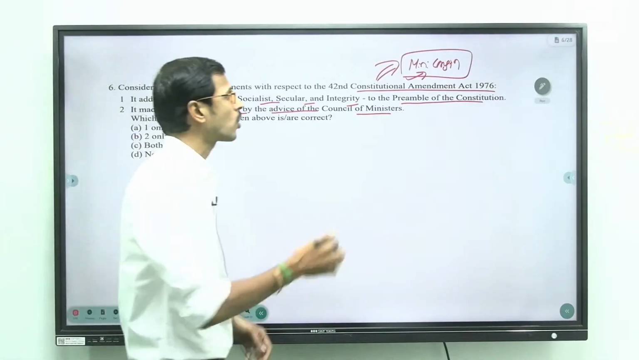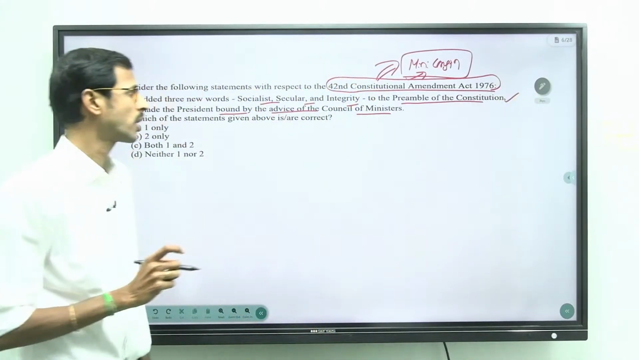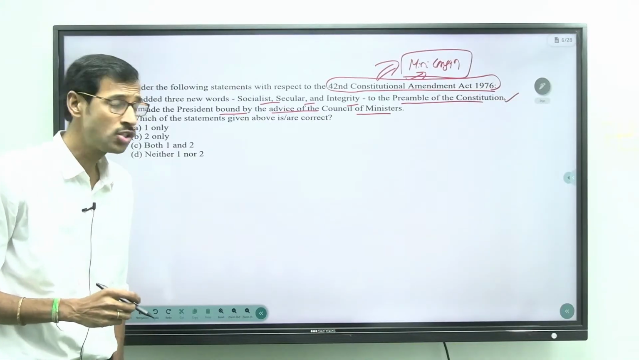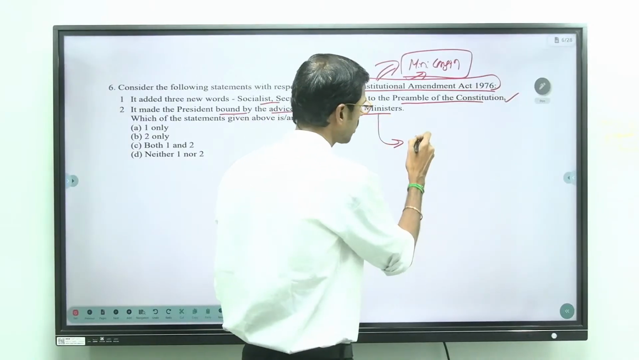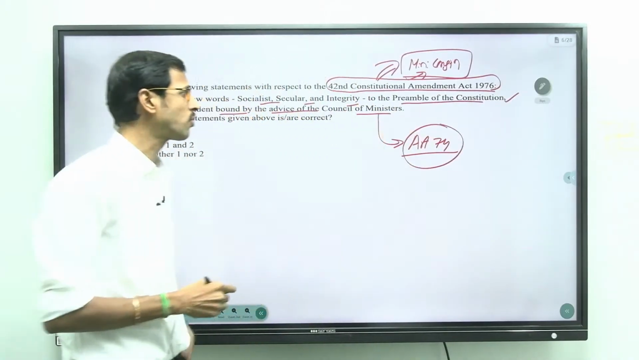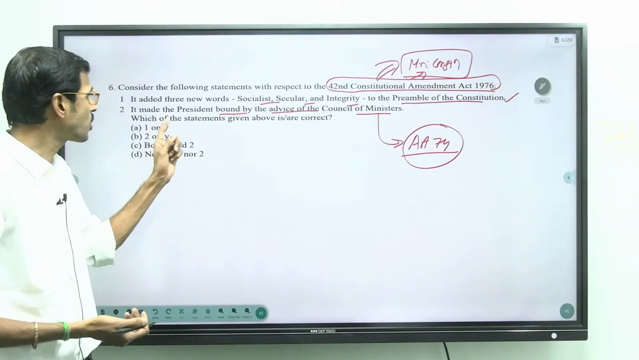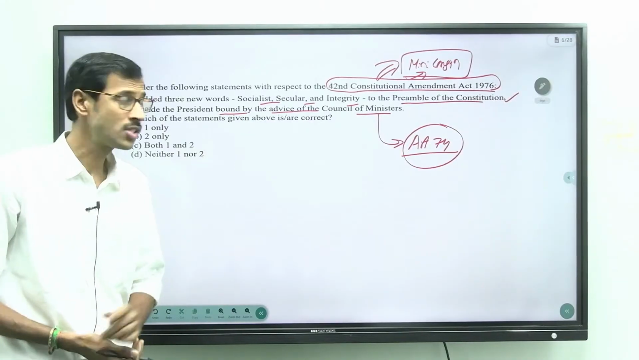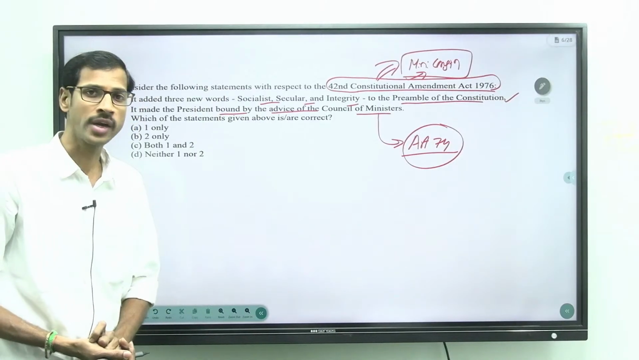That is completely according to the 42nd Constitutional Amendment Act. Very important, this is correct. Apart from that, it made the president bound by the advice of the Council of Ministers. Is it correct? Yes, definitely. According to Article 74 of the Indian Constitution, the president must be bound by the advice of the Council of Ministers. This is the rule added by the 42nd Constitutional Amendment 1976.